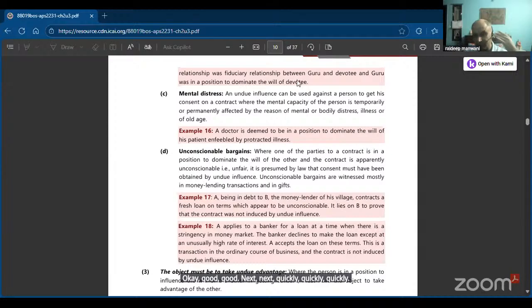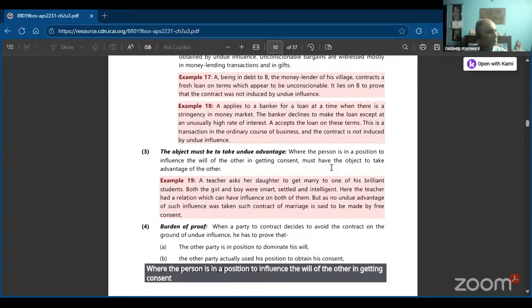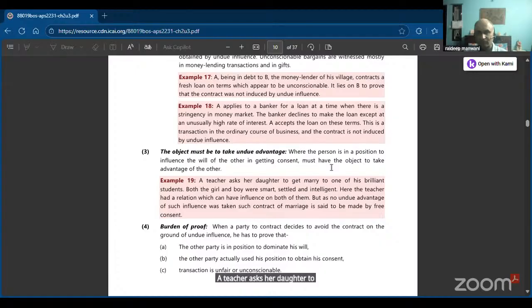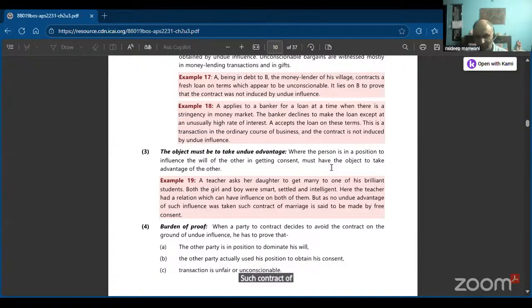The object must be to take undue advantage, where the person is in a position to influence the will of the other in getting consent, and must have the object to take advantage of the other. A teacher asks his daughter to get married to one of his brilliant students. Both the girl and boy were very smart, settled, and intelligent. Here, the teacher had a relation which can have influence on both of them. But as no undue advantage of such influence was taken, such contract of marriage is said to be made by free consent.